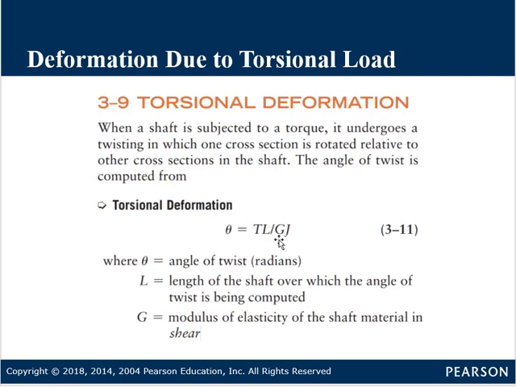Okay, it's given the character G, and it's also known as the shear modulus, or the modulus of elasticity in shear. Now you have to be careful. This equation gives you twist in radians. If you wanted to convert this to degrees, you would have to convert it using the formulas.